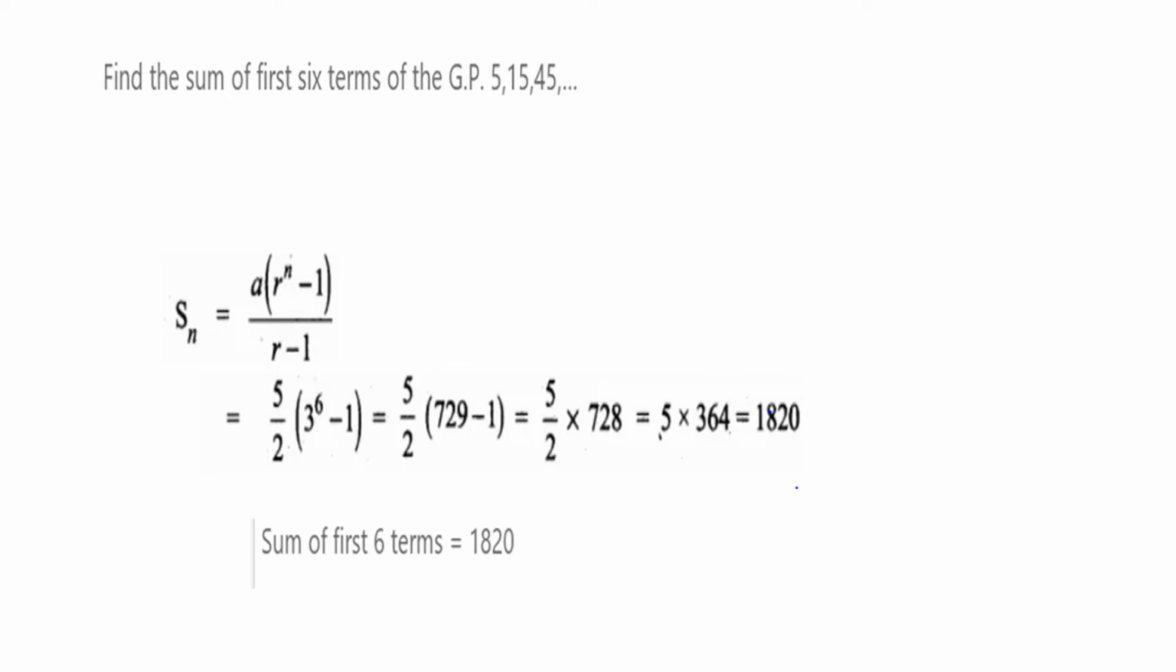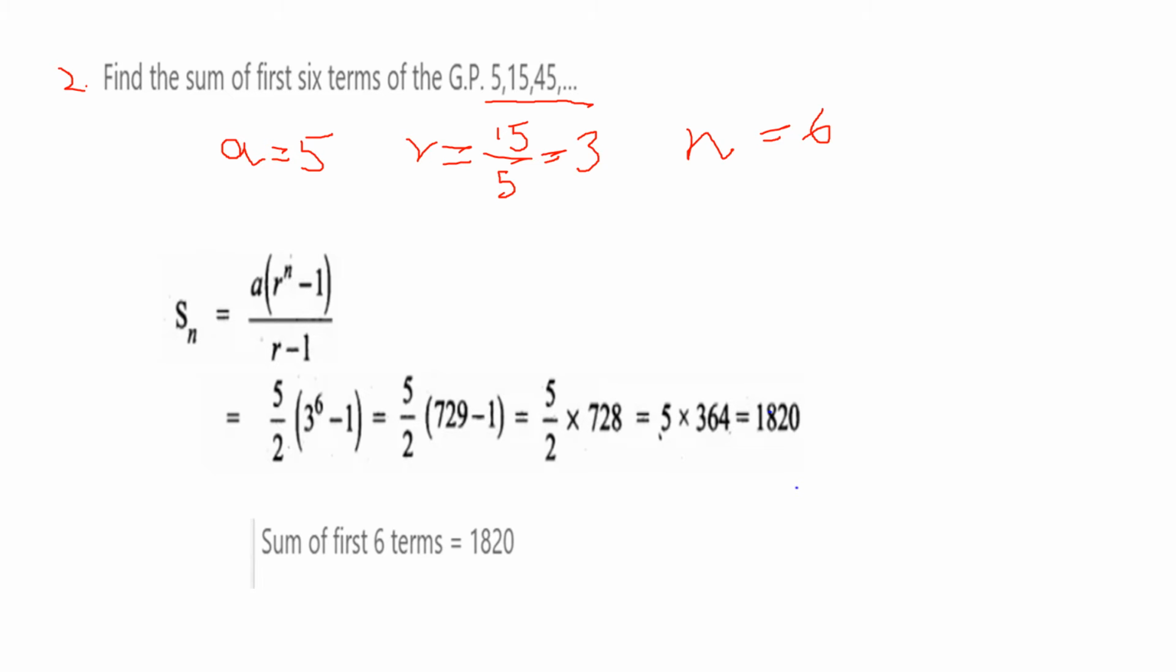Second sum. Find the sum of first 6 terms of GP. 5, 15, 45. Here what is A? A is 5. R, T2 by T1, GP means T2 by T1. So 15 by 5. If you cancel, R equal to 3. What is N? N equal to 6.